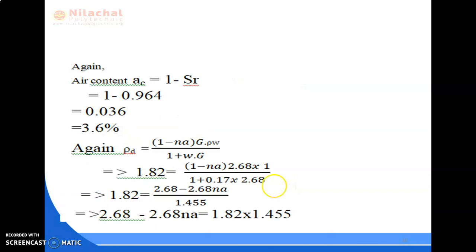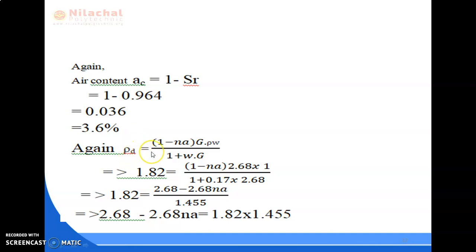Next, again we know the relation between Ac and Sr. So Ac equal to 1 minus Sr. We put the decimal value here, 1 minus 0.964. This is equal to 0.036. Again equal to 3.6%. We know air content is also represented in percentage, so we convert this also to percentage. This is another answer. Next.